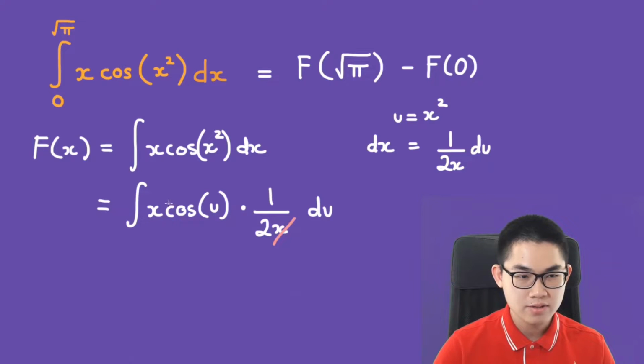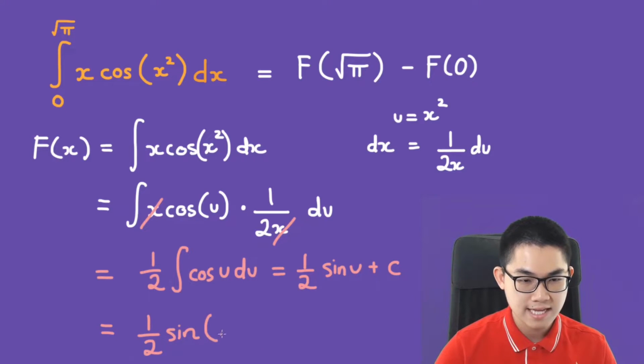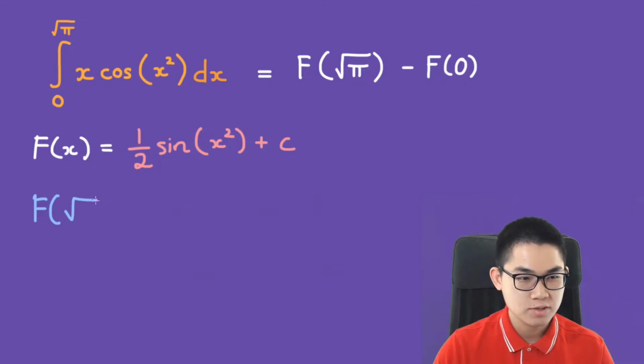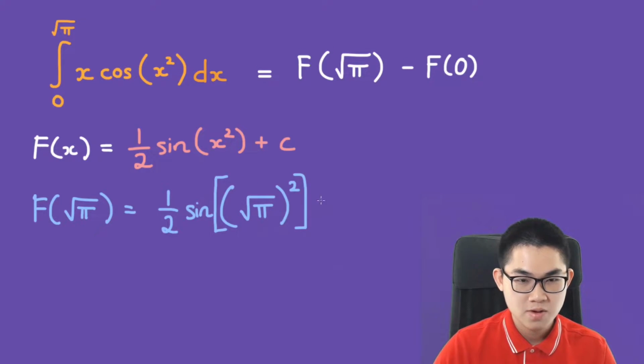The x will cancel out, and we move the constant in front, so we get 1 over 2 times the cosine of u, and the antiderivative of that is sine of u plus c, and sine of u is basically sine of x squared plus c. Now that we have f of x, let's go ahead and find f at the square root of pi. That is 1 over 2 times sine of the square root of pi, to the power of 2, which is 1 over 2 times sine of pi.